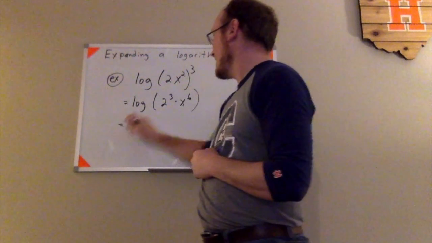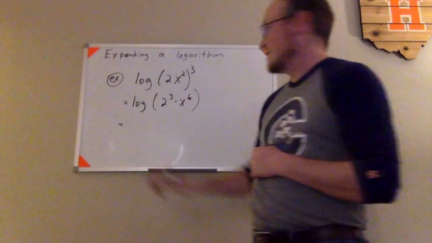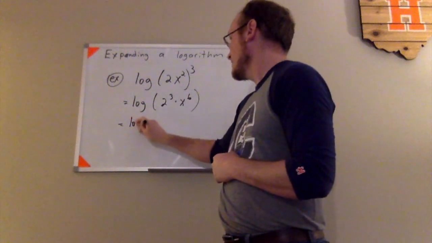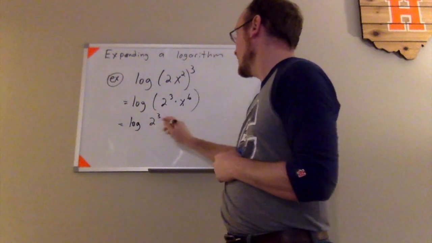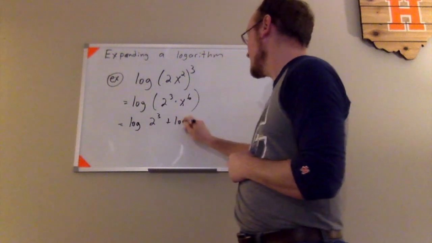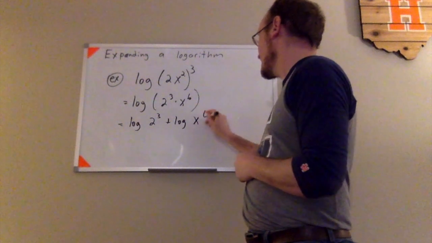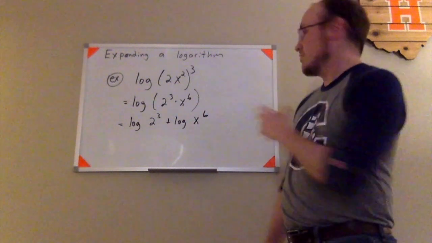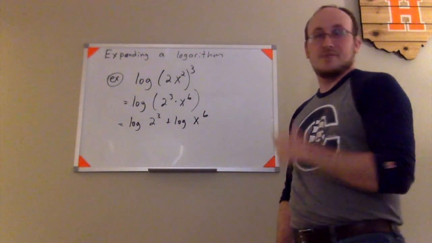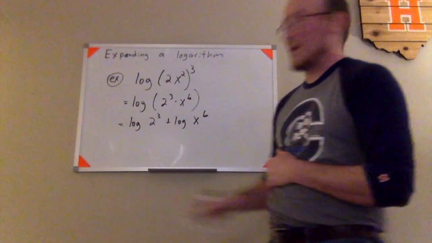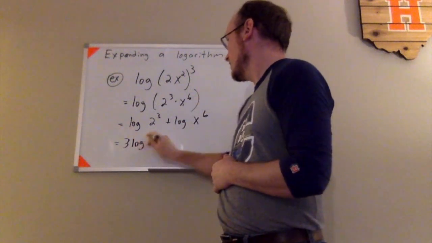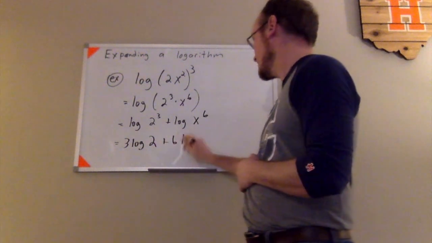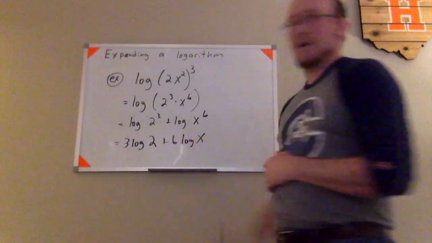Now that I've done that, I see the logarithm of a product, so that should separate as the logarithm with the base 10 of 2 to the 3rd plus the logarithm, in this case, of base 10 of x to the 6th, using my product property. And then finally, I can use my power property to move my exponents down front to make this 3 log of 2 plus 6 log of x, like that.